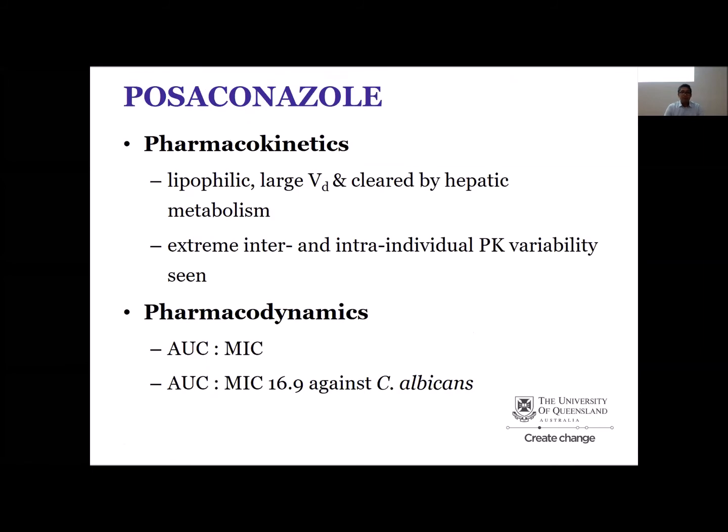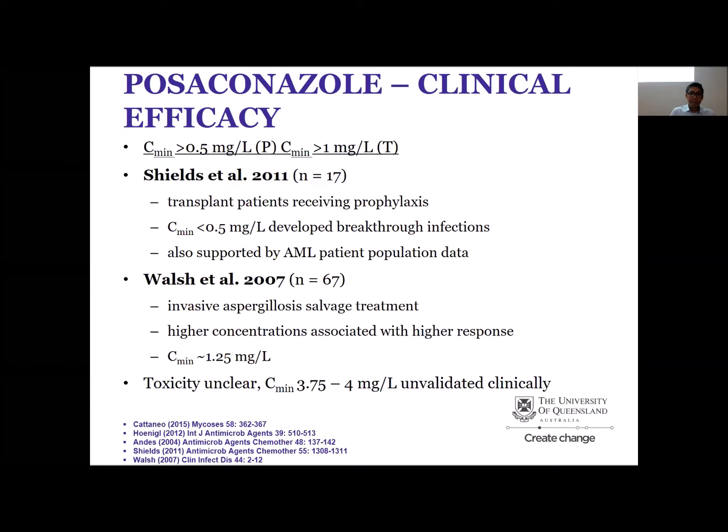And we move on to posaconazole. PK: same, lipophilic, large VD, and cleared by hepatic glucuronidation. It demonstrates extreme inter- and intra-individual PK variability. For pharmacodynamics, as with azoles, the same AUC over MIC, and we identified 16.9, for example, against Candida albicans. For clinical efficacy, we believe that based on the data, the value is more than 0.5 in prophylaxis, and for treatment, you need to aim for a Cmin of more than 1.